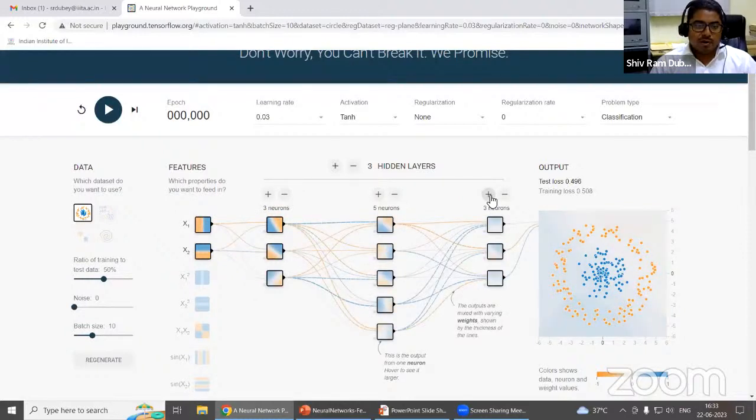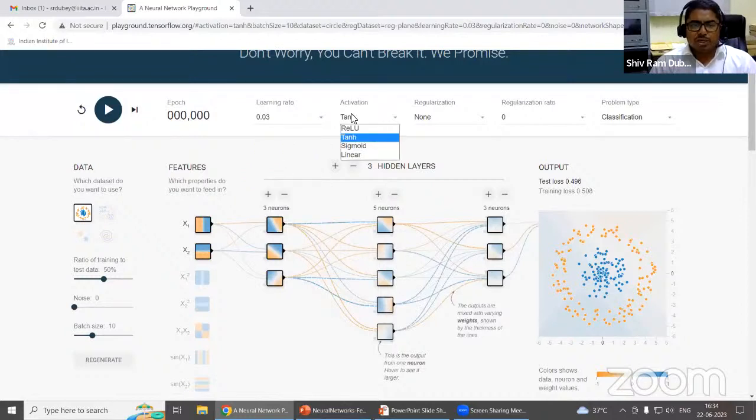In this one, I want to have 4 neurons, 3 neurons. So like that, we can change the number of neurons and the number of hidden layers in this. We can also set the learning rate. Suppose I am going to set the learning rate as 0.03.